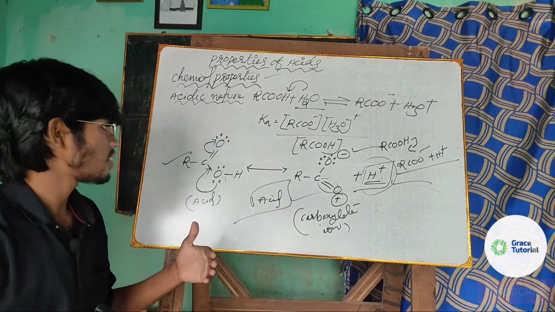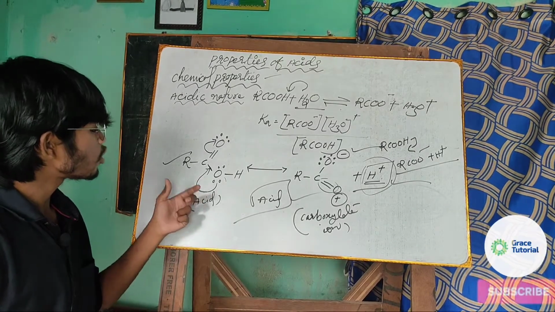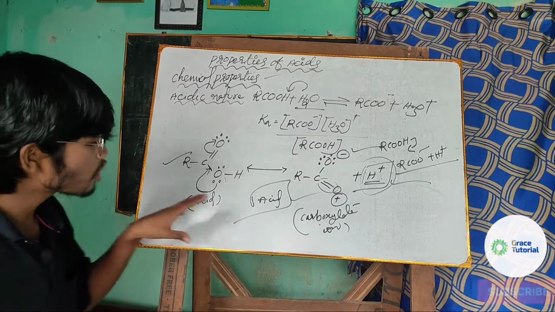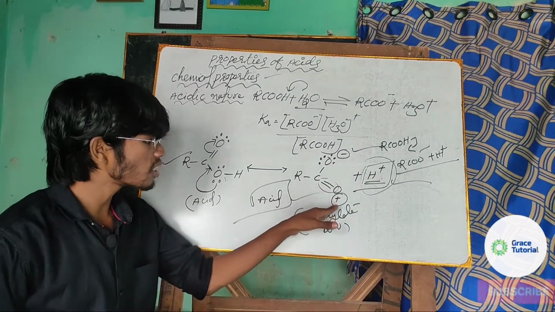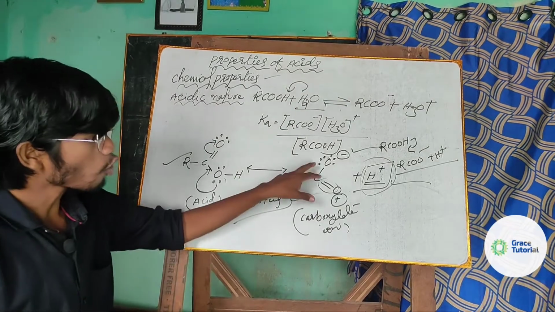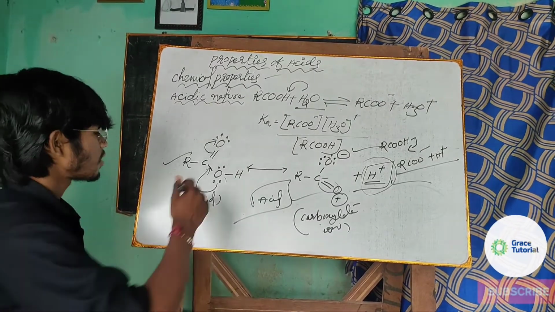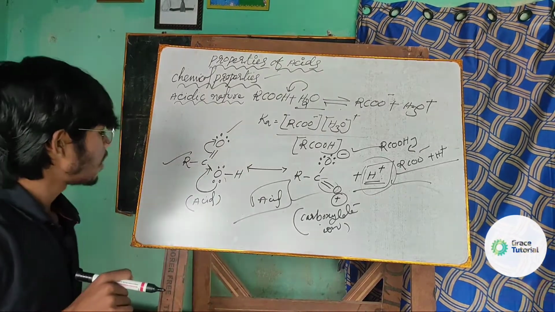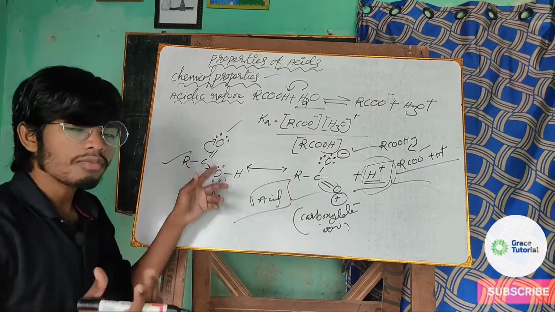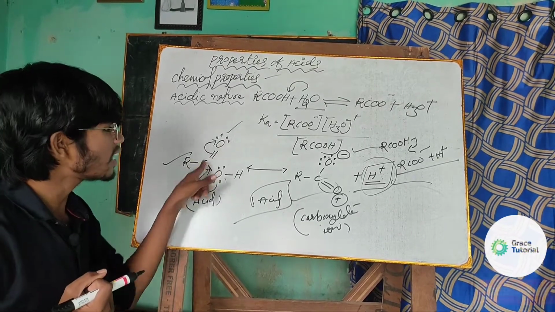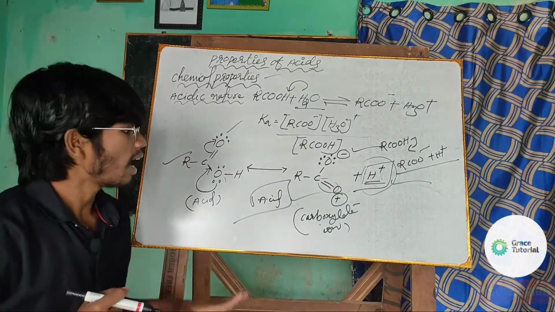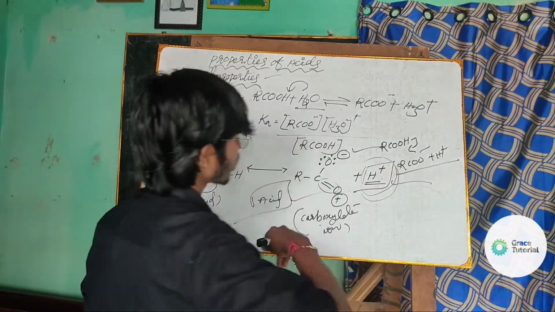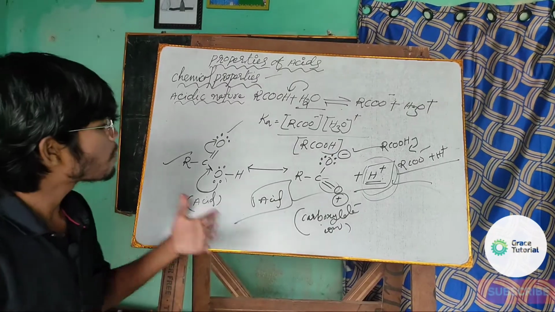Due to the resonance, the oxygen atom, by losing the electrons, will gain a positive charge. Similarly, one more oxygen attracts, since the oxygen is more electronegative than the carbon atom, the shared pair of electrons will be attracted more towards itself, and finally it produces O minus, and it is releasing a proton. That's why it behaves as an acid.